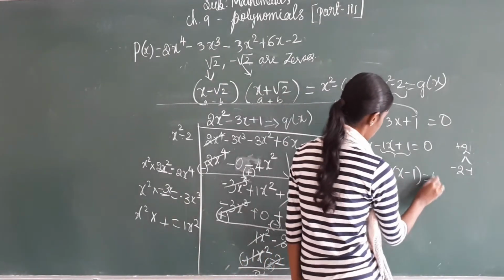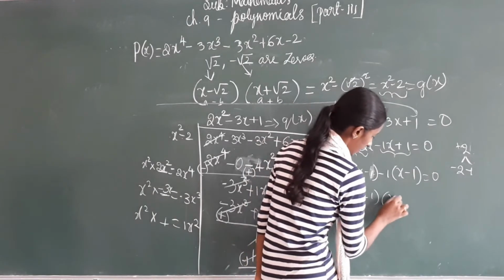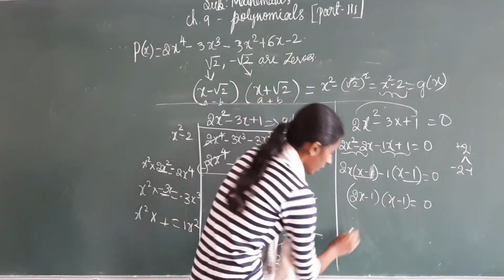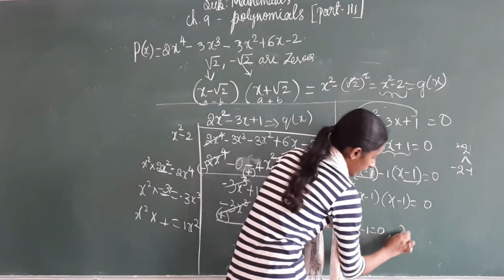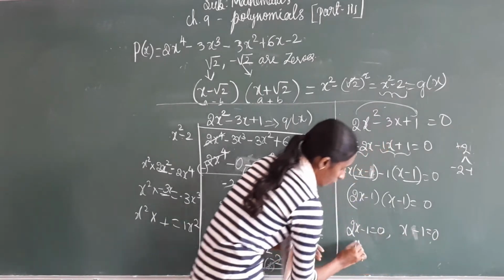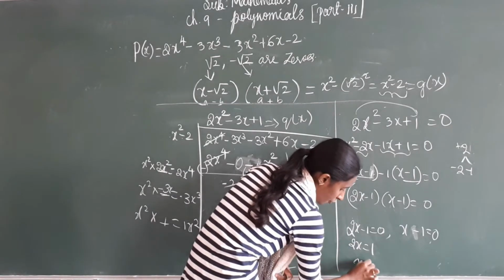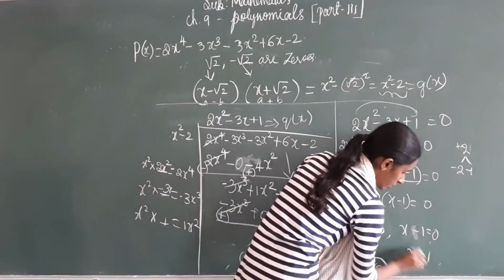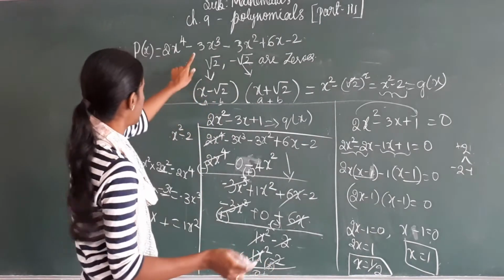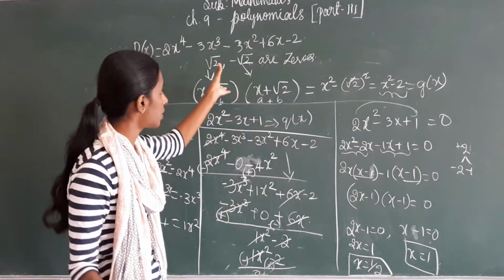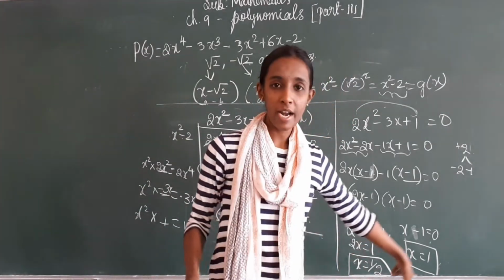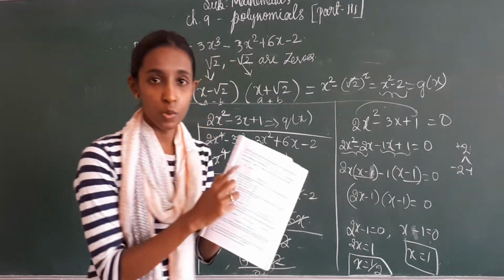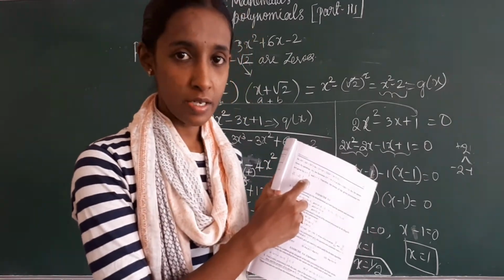So the factors are 2x − 1 and x − 1. If I equate each one of these to 0, 2x − 1 = 0 and x − 1 = 0. From this, 2x = 1, therefore x = 1/2, and here x = 1. So you have got 4 zeros for this polynomial. Root 2 and minus root 2 are the 2 zeros they have already given. The other 2 zeros are 1/2 and 1. Hope you have understood, children.